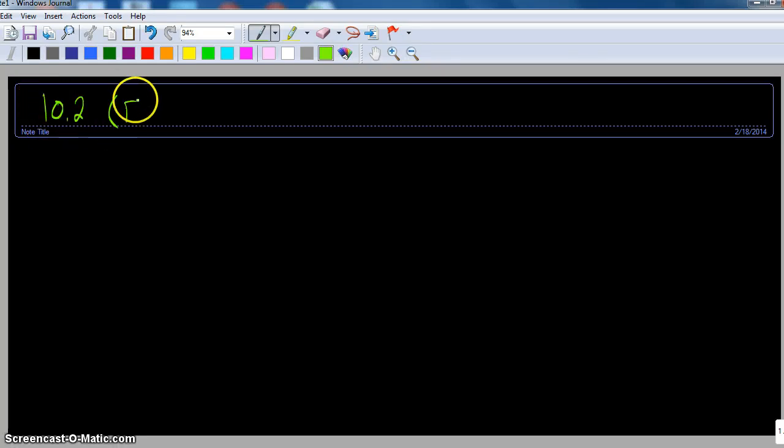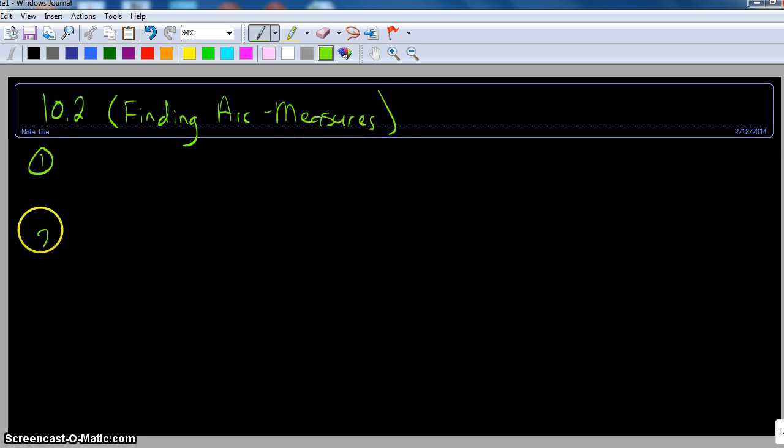Today we'll be going over lesson 10.2. And 10.2 is about finding arc measures. We need three definitions real quick.